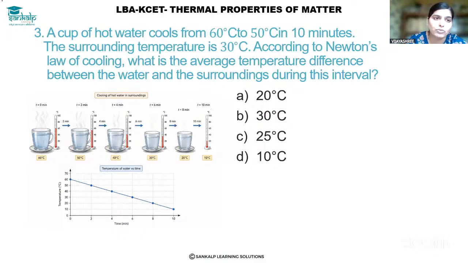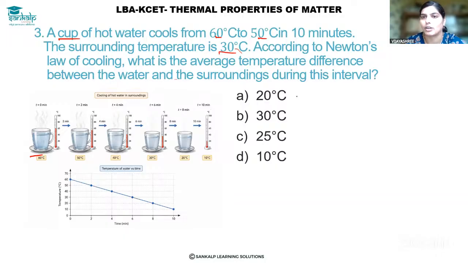We are given a cup of hot water. Here you can see this figure, this cup containing hot water, which cools from 60 degrees Celsius to 50 degrees Celsius in 10 minutes. The surrounding temperature is given as 30 degrees Celsius. So by applying Newton's law of cooling, we need the average temperature difference between the water and surroundings during this interval.